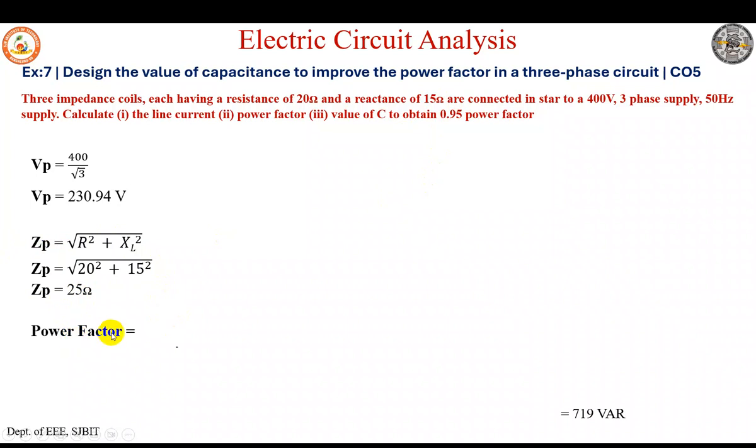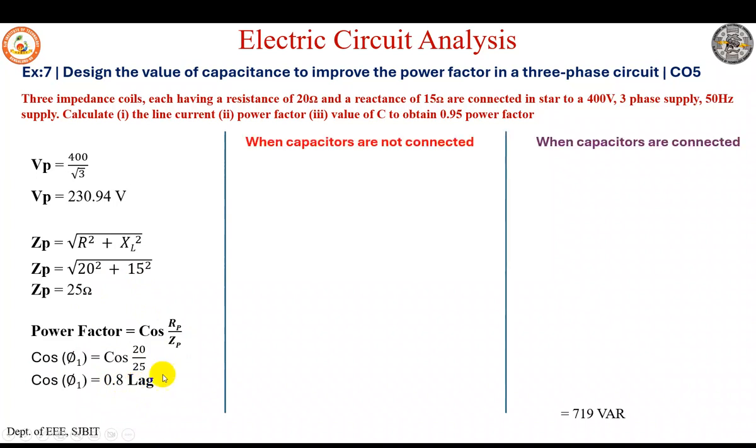Power factor, as we know the formula, it is cos phi, R by Z, that is per phase resistance by per phase impedance, or P by S. So substituting the values, resistance per phase is 20, the magnitude of impedance per phase is 25 ohms. Substituting that we get the value as 0.8. And why do we call it lagging? Because we know it is inductance. If it is capacitance, it would have been 0.8 lead.